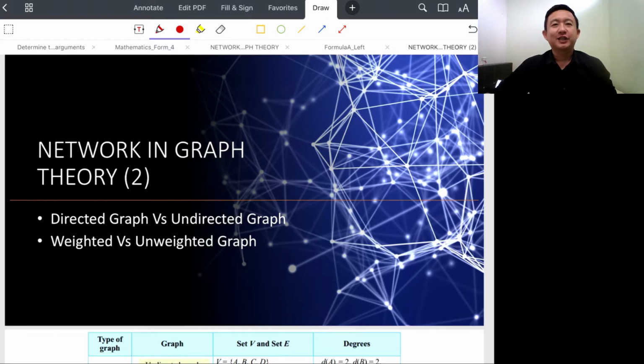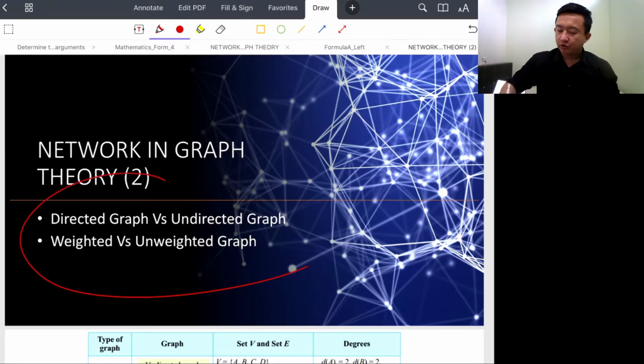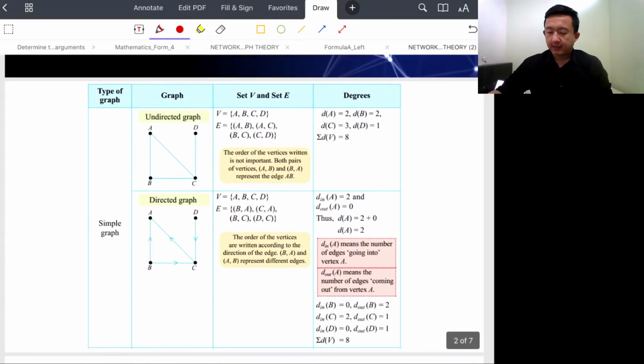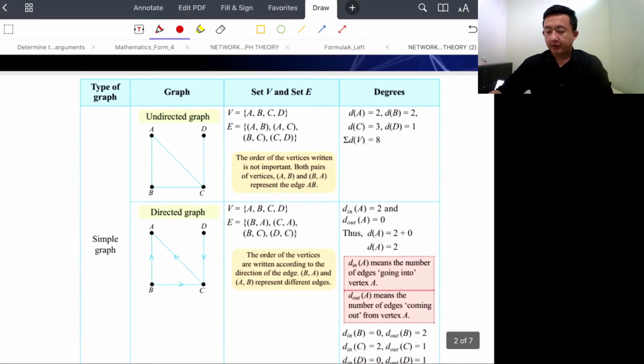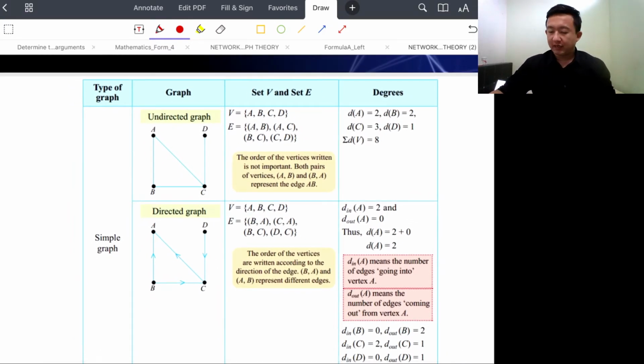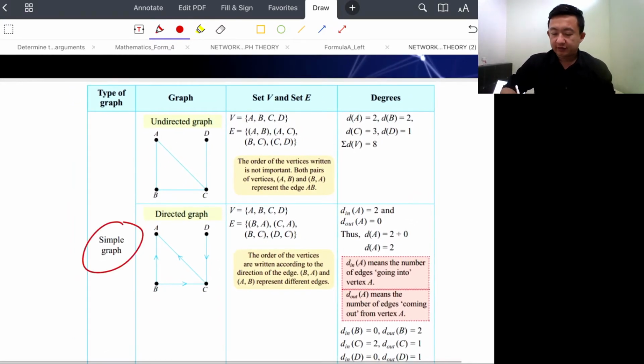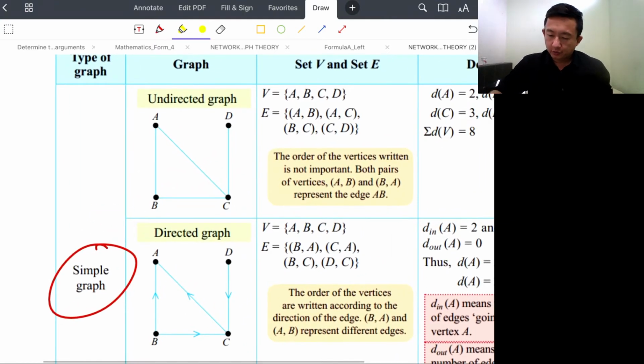Hi, in this lesson I will talk about networks in graph theory, part 2. These are the subtopics. Have a look at the first subtopic, directed and undirected graph. We compare these two types of graph in the context of simple graphs. So I want you to pay attention to this edge.